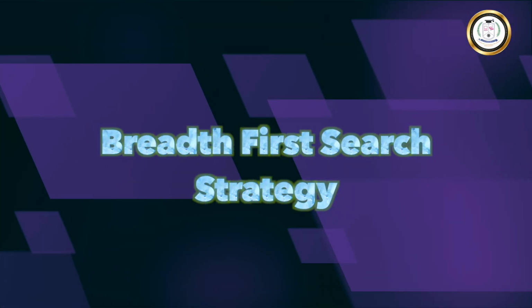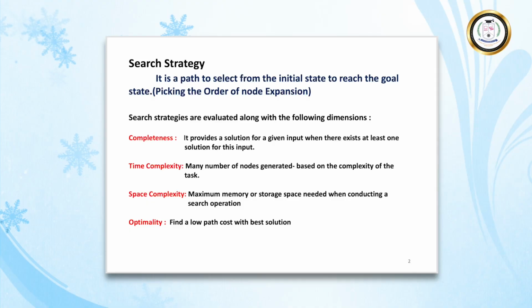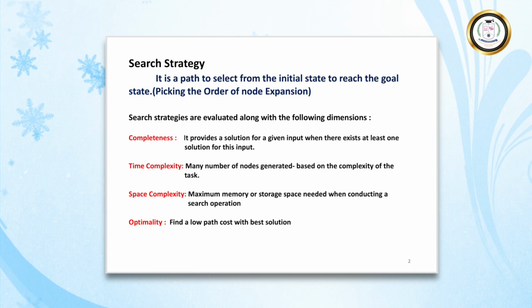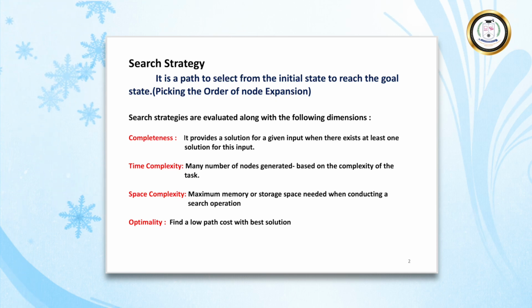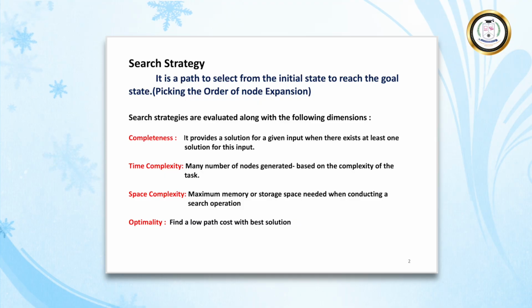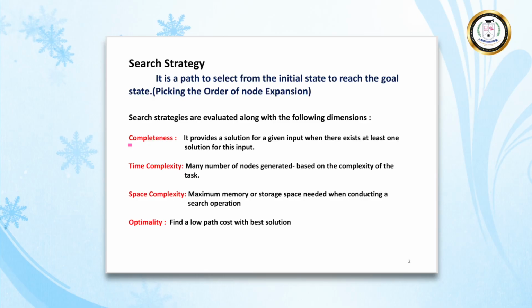Today, I am going to explain about breadth first search strategy. What is a search strategy? It is a path to select from the initial state to reach the goal state, picking the order of node expansion. It is evaluated along the following dimensions: completeness.